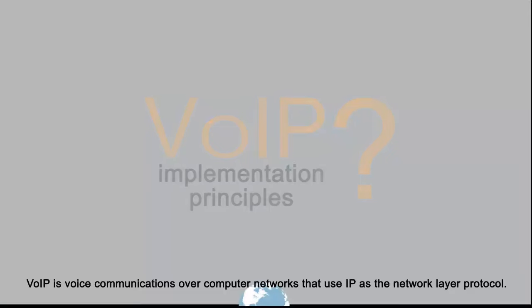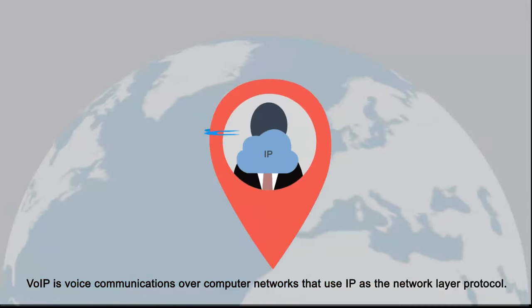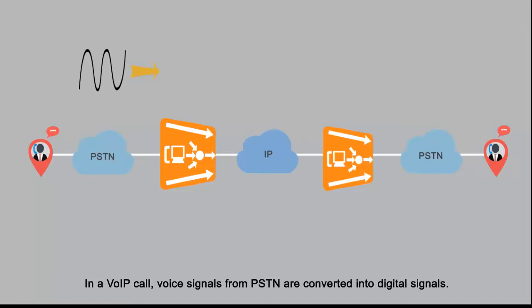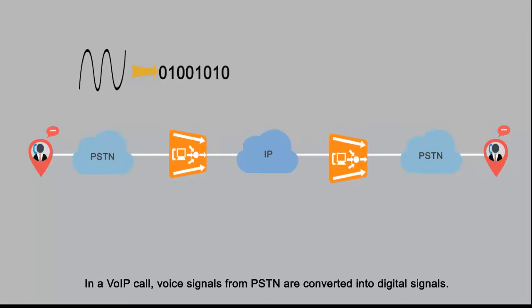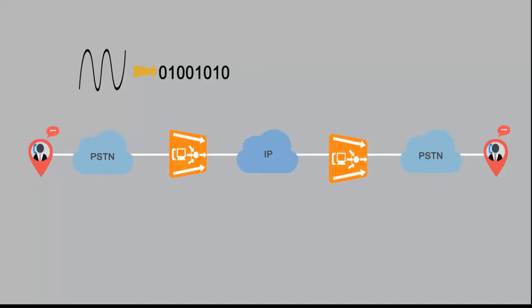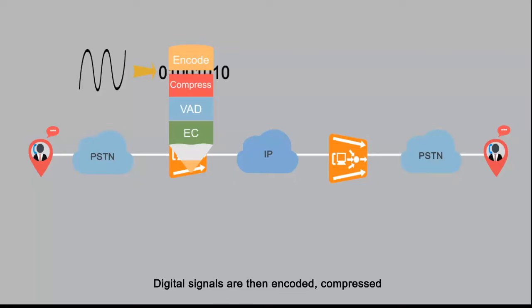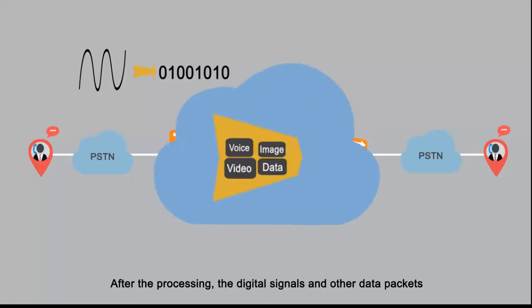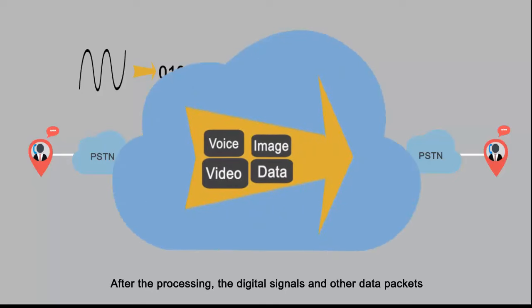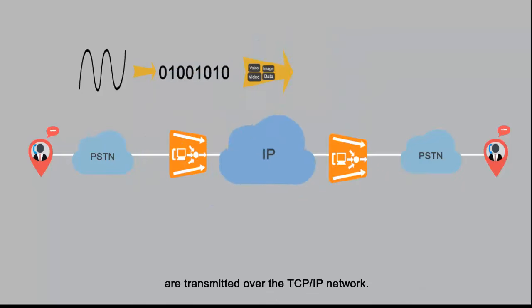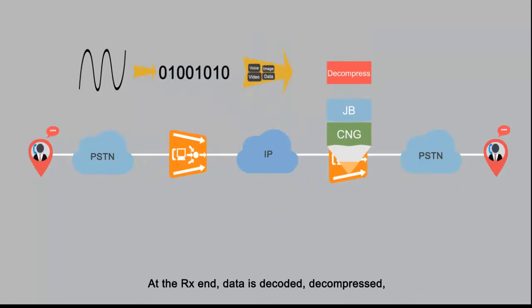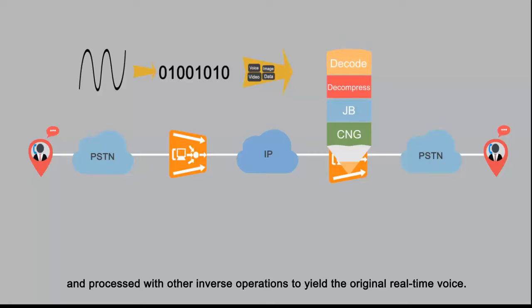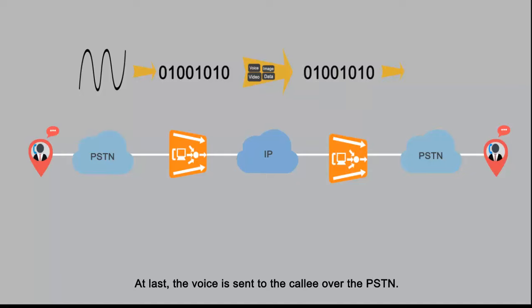VoIP is voice communications over computer networks that use IP as the network layer protocol. In a VoIP call, voice signals from PSTN are converted into digital signals. Digital signals are then encoded, compressed, and processed with other digital signal processing technologies. After the processing, the digital signals and other data packets are transmitted over the TCP/IP network. At the receive end, data is decoded, decompressed, and processed with other inverse operations to yield the original real-time voice. At last, the voice is sent to the callee over PSTN.